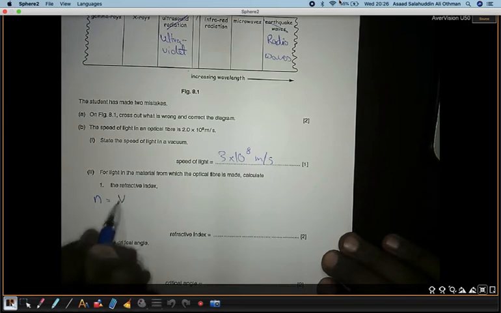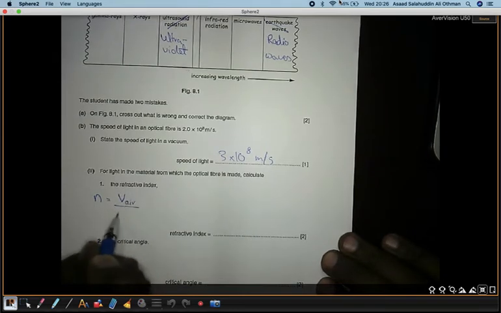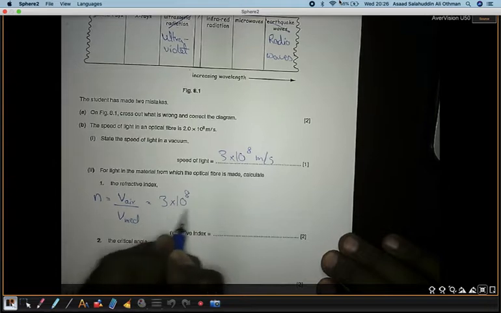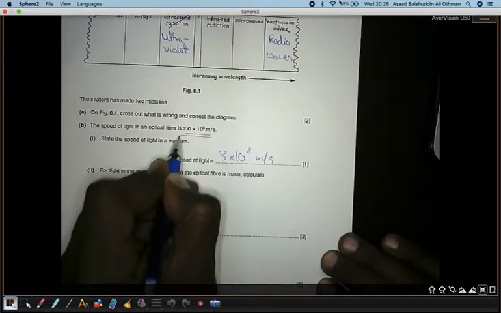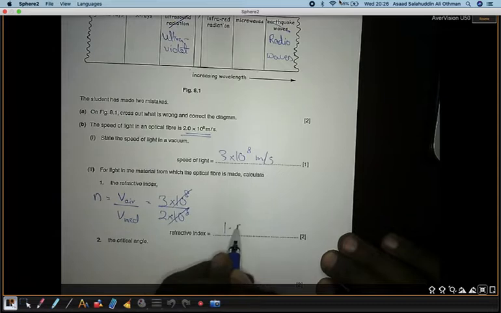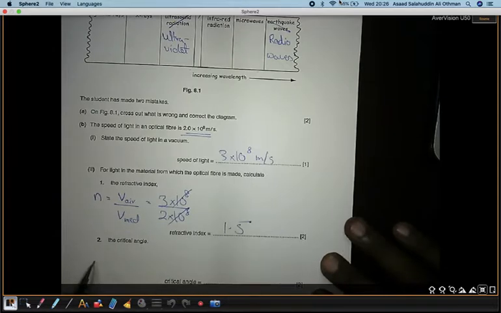And the refractive index, we can calculate that by velocity in air over velocity in medium. Velocity in air is 3 times 10 to the power of 8. The velocity in the medium is here, which is 2 times 10 to the power of 8. We cancel that, it's 1.5. The critical angle, again, sine C equals 1 over 1.5. C is equal to sine inverse of 1 over 1.5, and this is 41.8 again. Okay?